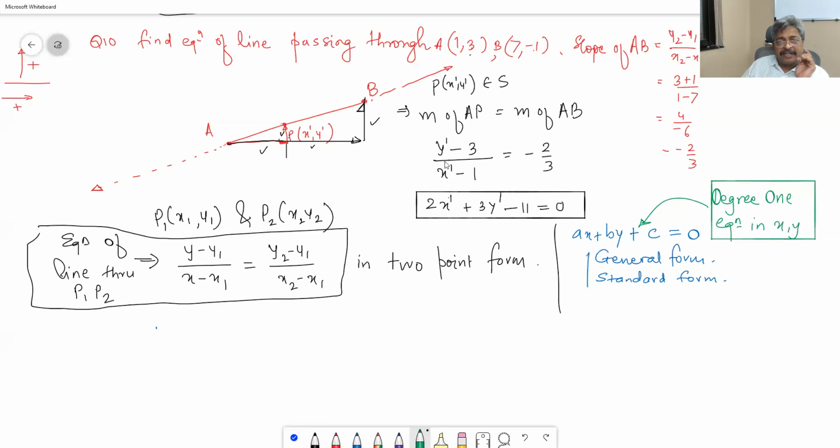If we find the equation of AB here, we happen to get it in that form where A is 2, B is 3, C is minus 11. So eventually we are reporting it in general form. However, we got it using two-point form. We will establish the connection between them. Maybe let me give you that insight right now also.